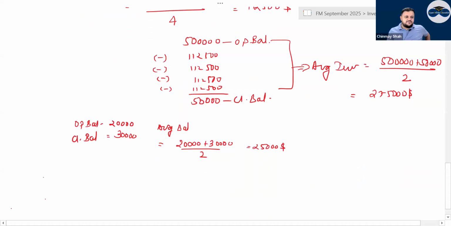So therefore write down D part. D, now that C is done. D. Average investment.